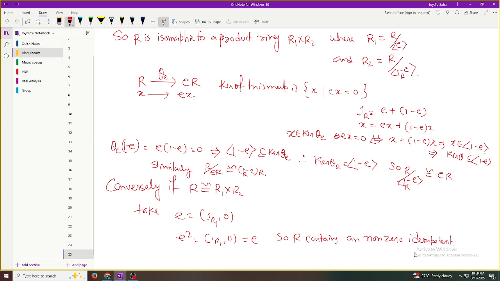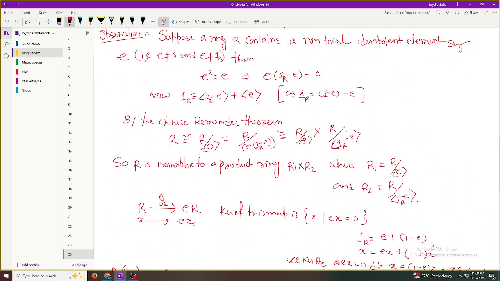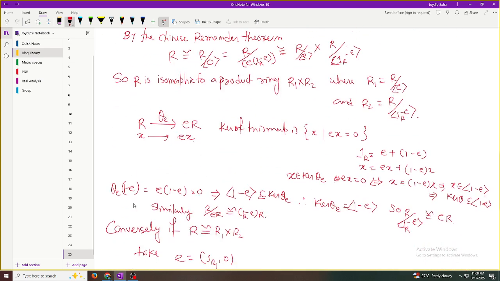Now one thing should be noted, that R is isomorphic to a product ring, that is no problem. But if in my definition rings are assumed to have 1, and in a homomorphism 1 goes to 1, then this part should be removed. Okay, this part.